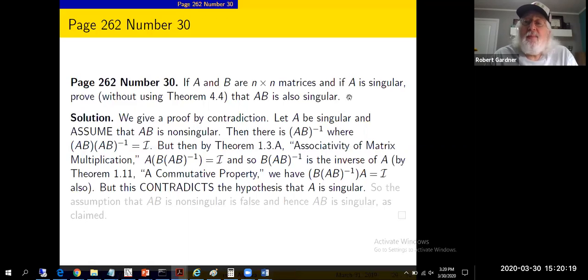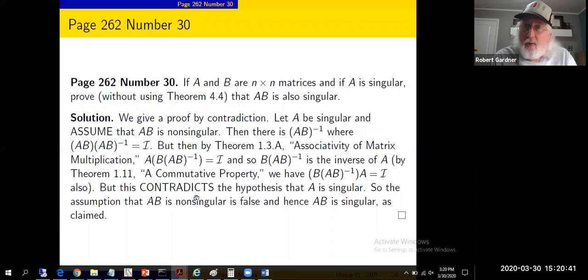But we started with a hypothesis that A is singular. A doesn't have an inverse. A is not invertible. Well, that's a contradiction. So we assumed AB was invertible, non-singular, and we drew the conclusion that A is invertible, a contradiction. Well, whose fault is that? The unfounded assumption we made. So the assumption we made that AB is non-singular must be false. AB is in fact singular.